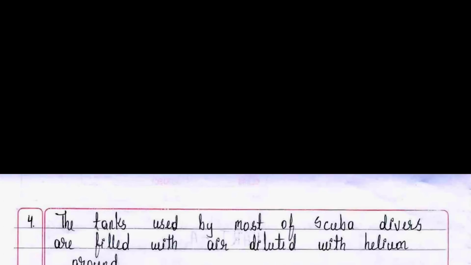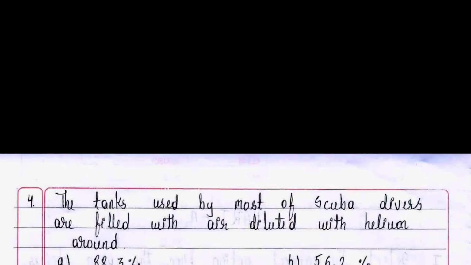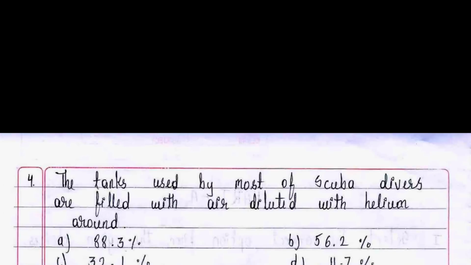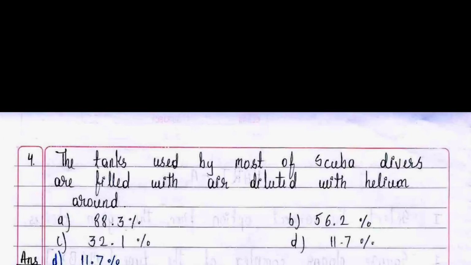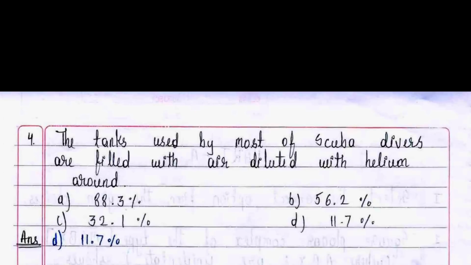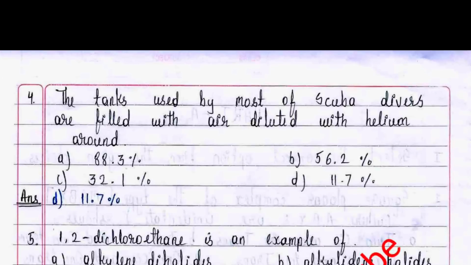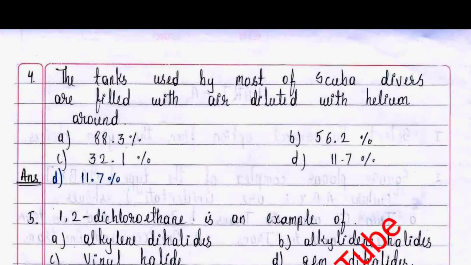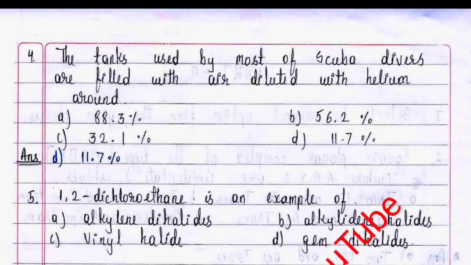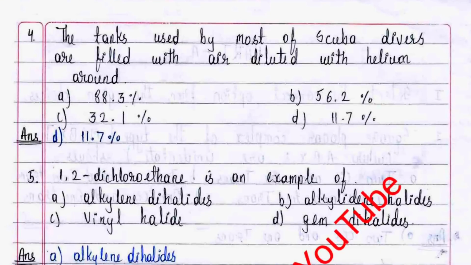Fourth, the tanks used by most scuba divers are filled with air diluted with helium around A. 88.3%, B. 56.2%, C. 32.1%, D. 11.7%, and the answer is D.